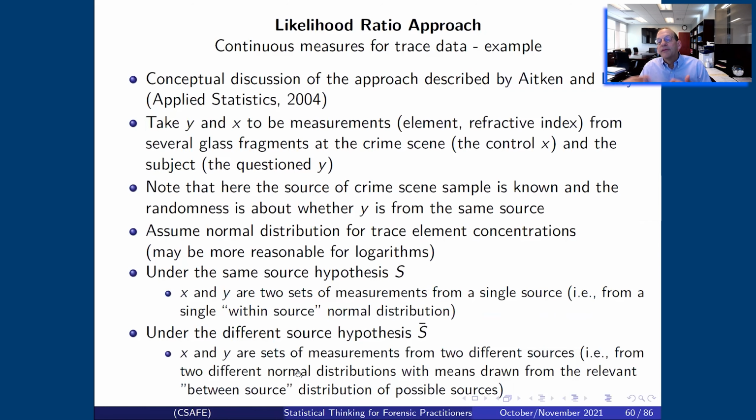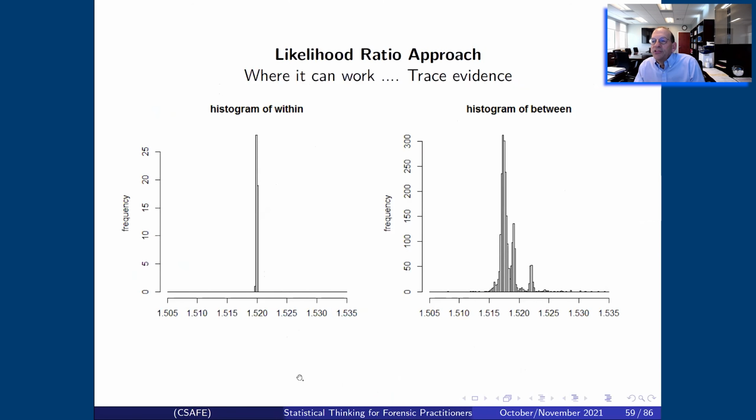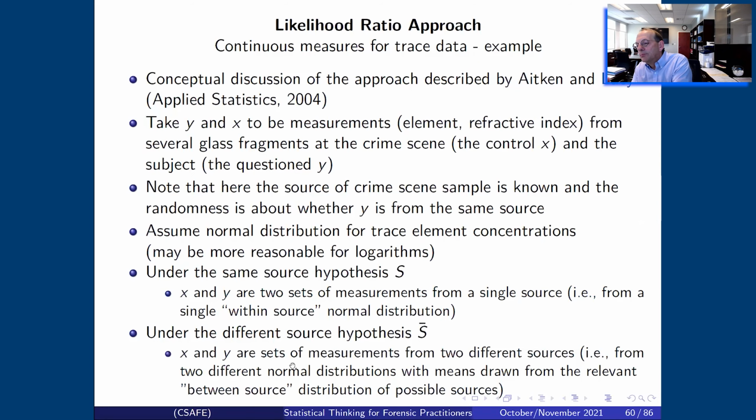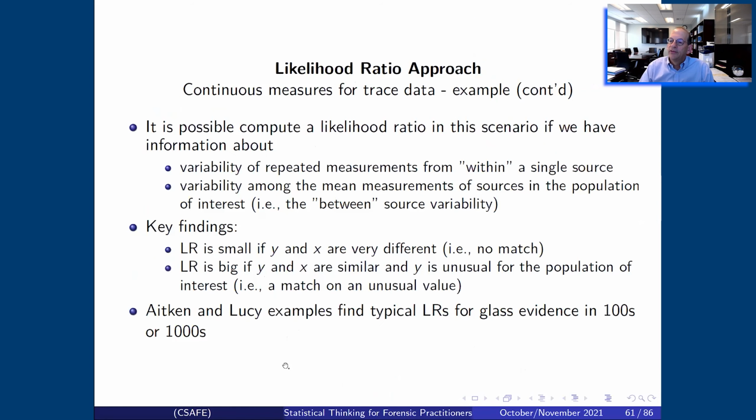In fact, when you have different sources, you get both between variation and within variation. But as we see here, between variation is much, much larger than within variation. So that's exactly what the likelihood ratio tries to do. It asks, are the measurements I'm seeing the type of variation I would expect from two same source measurements? Or is it the type of variation I'd expect to see from two different source measurements?